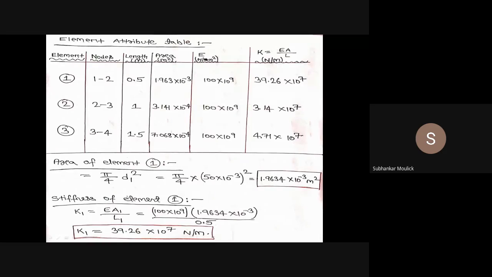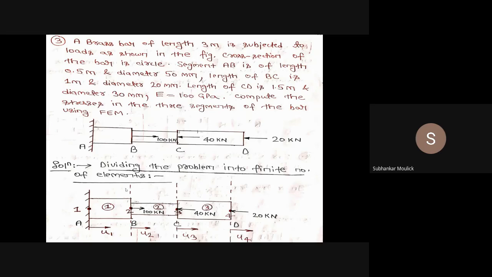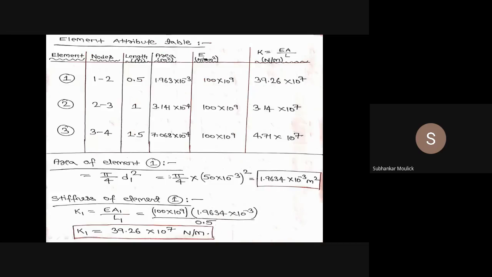Next, we will define the element attribute table. What is the element attribute table? It is nothing but the entire property of each and every element. The first column is the element. The second column is nodes, that means the first element is connected between which and which node. The third column is the length of the element. The fourth column is the area of the element. The fifth column is the property of the element, that is the modulus of elasticity E.